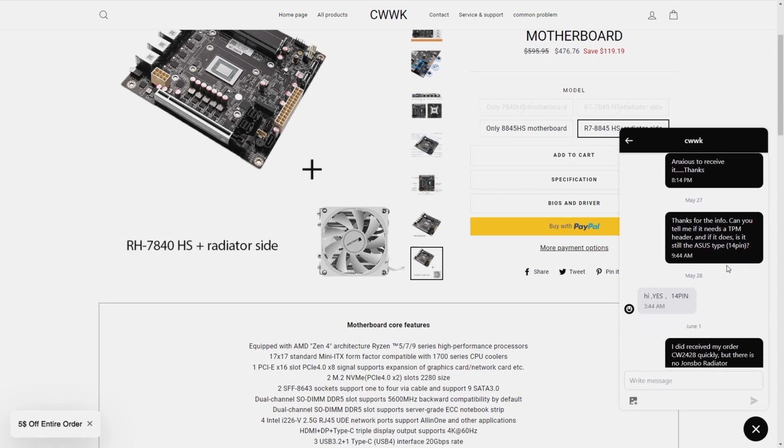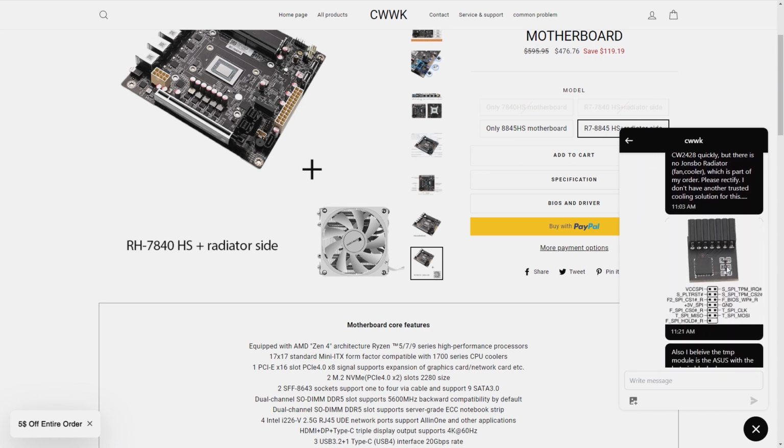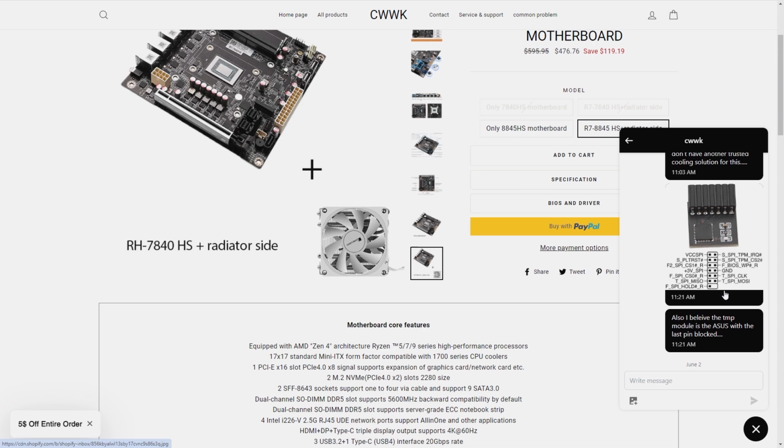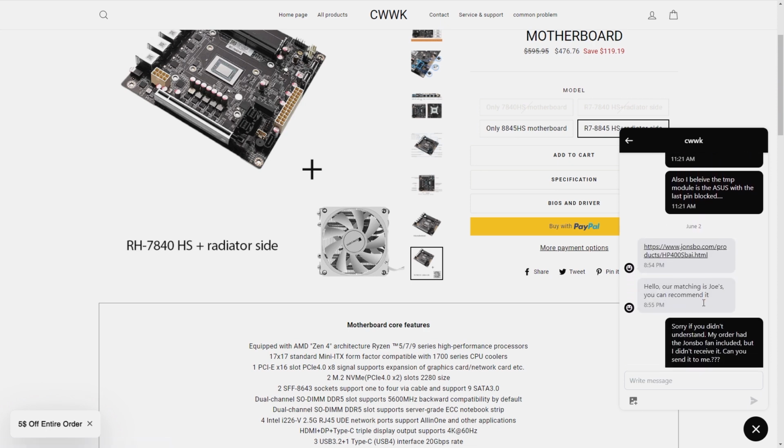Then I asked them to explain what kind of TPM module I needed, because I don't know why you need TPM modules. They should be in the board. This is the one I was talking about before. See the last pin's missing? That's 14 pin.